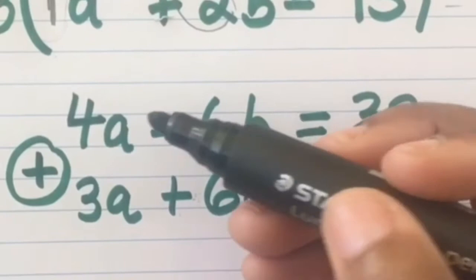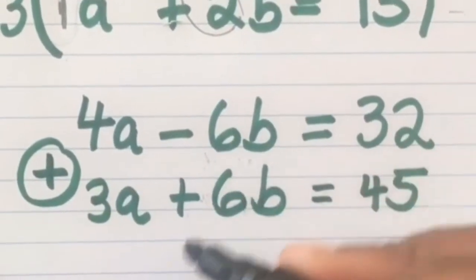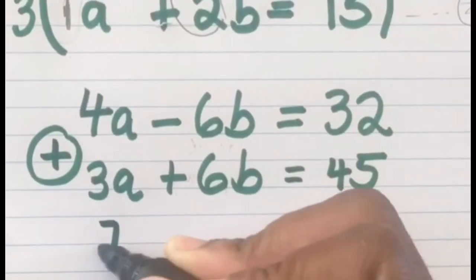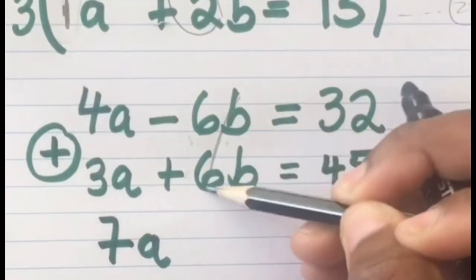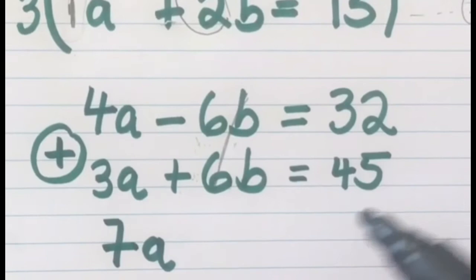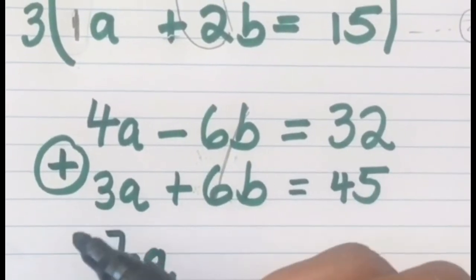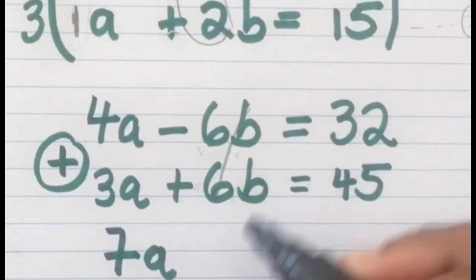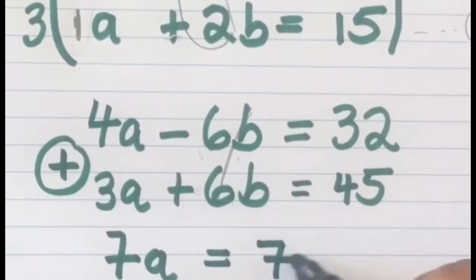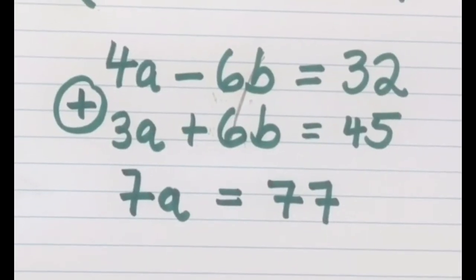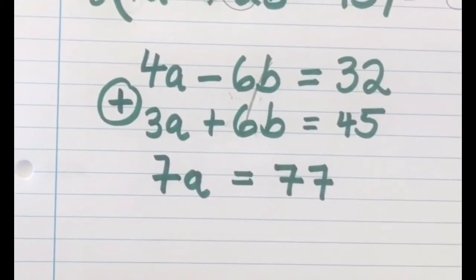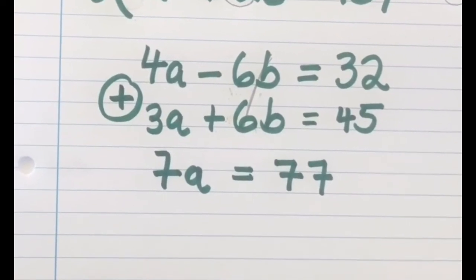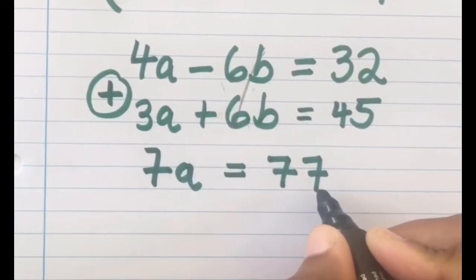So I'm going to say, what is 4a plus 3a? That gives me 7a. Remember, this term is gone because it gives me 0. So it's gone. Then I'm going to say, now, what is 32 plus 45? That gives me 77. Remember, the goal was to eliminate. So if I say 32 plus 45 gives me 77, now basically I have 7a is equal to 77.